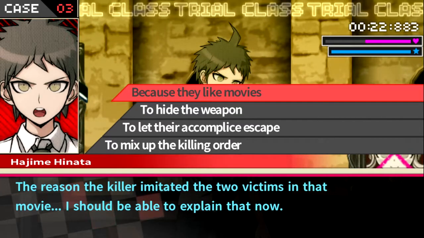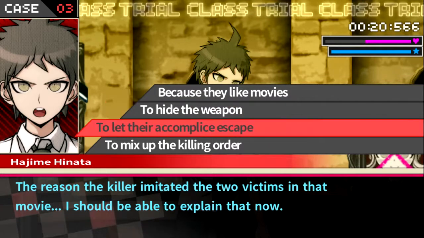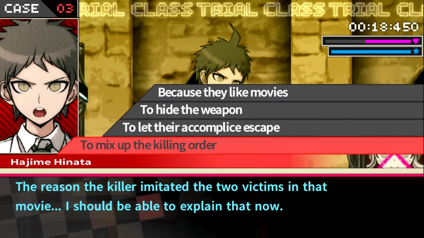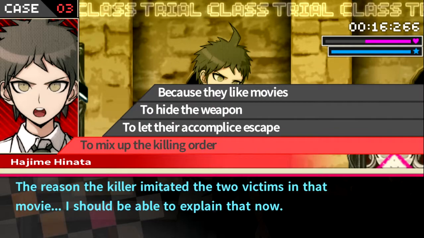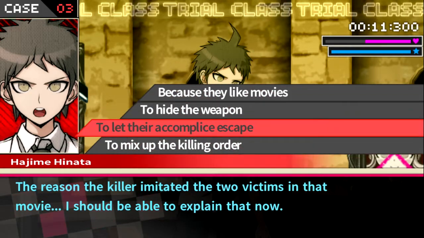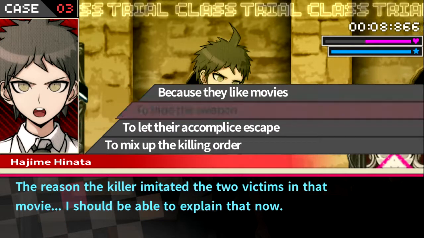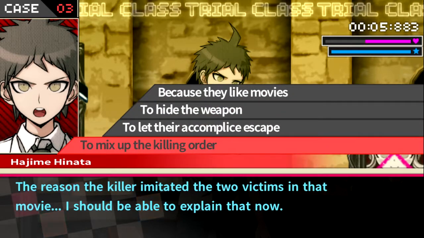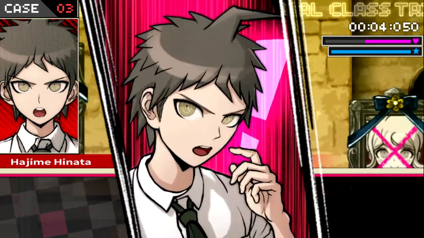Was it because they liked movies, to hide the weapon, to let their accomplice escape, to mix up the killing order? Clearly, it's to let her accomplice escape. Because they like movies. No, wait, to hide the... Actually, it's to mix up the killing order. I see!